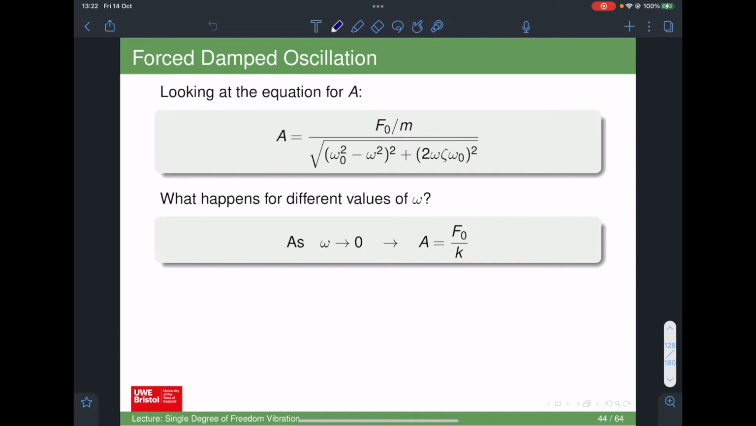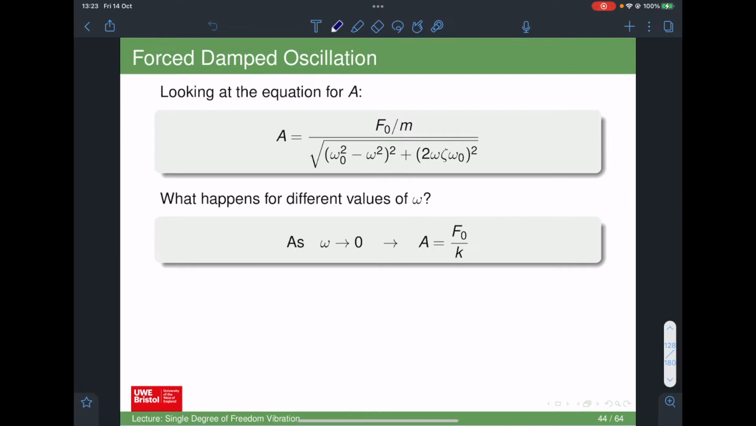So you end up with f naught over m divided by omega naught squared, because it's the square root of the square. And if you actually apply some of the knowledge about what omega naught squared is, it's root k upon m, the m's cancel, we end up with f naught divided by k. This whole equation drops down to this value here.